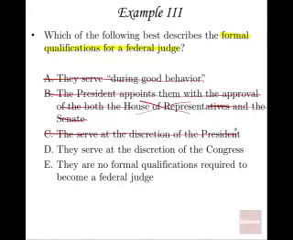The proper removal for a federal judge would be impeachment and then conviction. They serve at the discretion of Congress. Again, that's not true. Again, the Senate appoints, but once appointed, they serve during good behavior, so they are not serving at the discretion of the Congress.